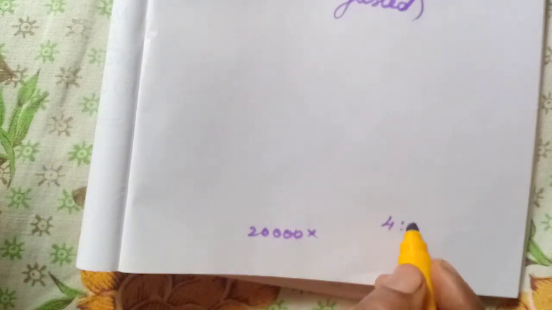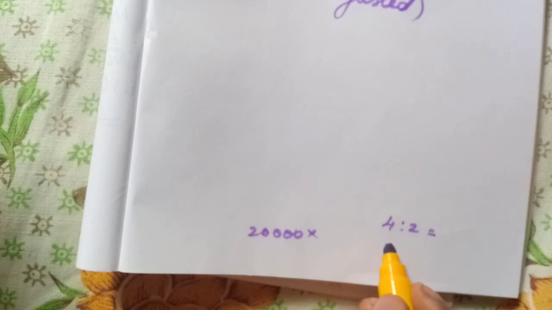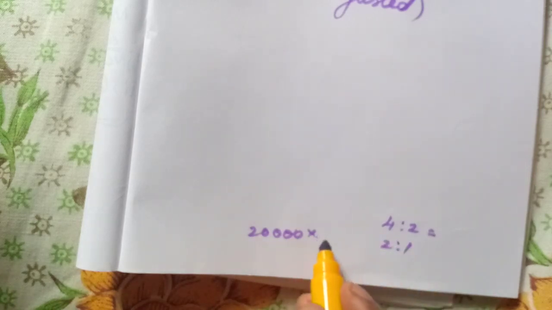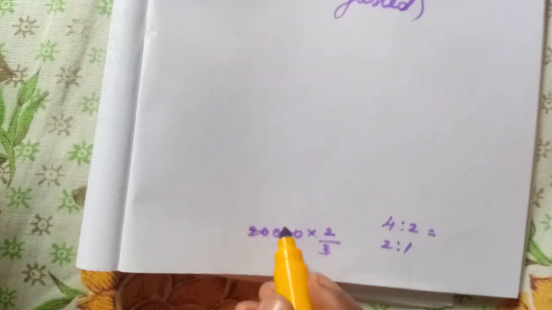Okay, we will calculate what is the share of goodwill. 20,000 into their gain share. Share gained: 4:3:2. So Suman retires, 3 is going, isn't it? So 4:2. So 4:2 is equal to 2:1. So we will calculate 2 by 3. Okay, how many 3?